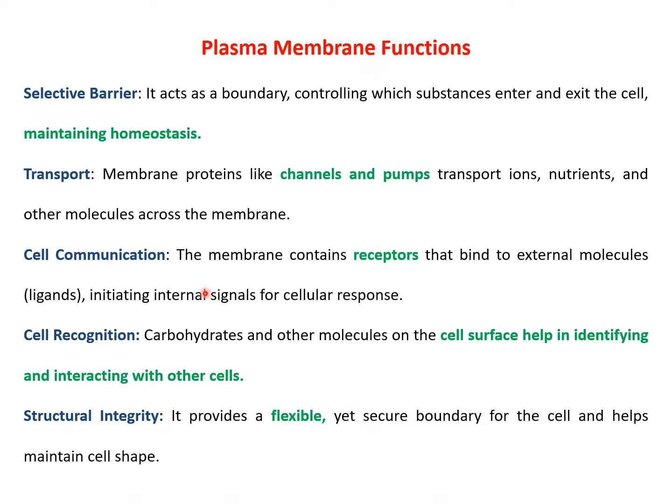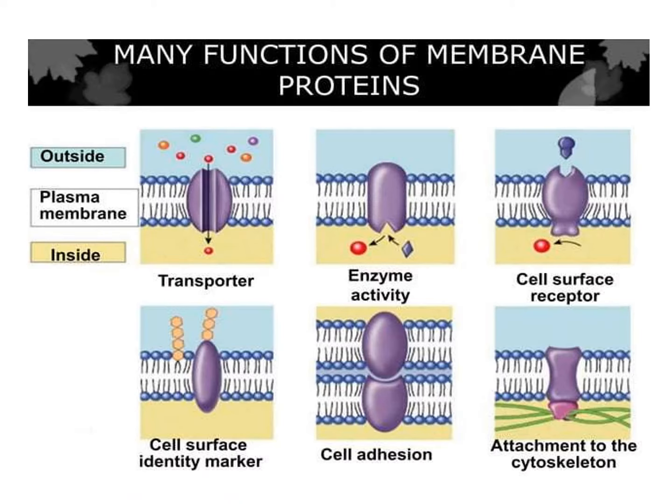Cell communication is a very important function, because cell-cell communication and communication inside the subcellular organelles leads to metastasis of cancerous cells. The membrane contains receptors that bind to external molecules, ligands, initiating internal signals for cellular response. And cell recognition: carbohydrates, which are nothing but oligosaccharides, play an important role as cell surface receptors. And last, structural integrity: it provides a flexible yet secure boundary for the cells and helps to maintain the cell shape. So these are the functions of plasma membrane.